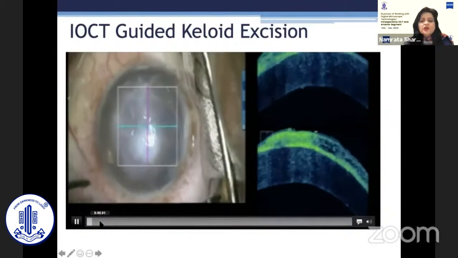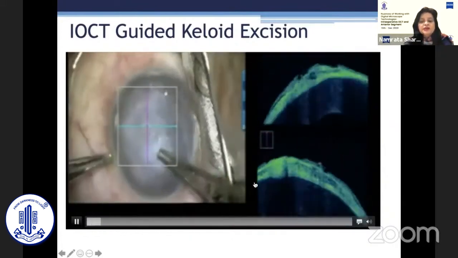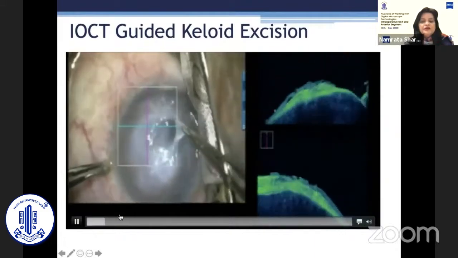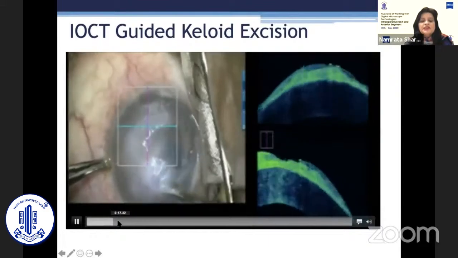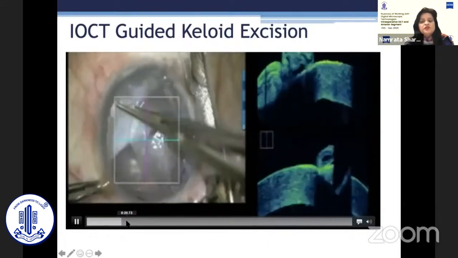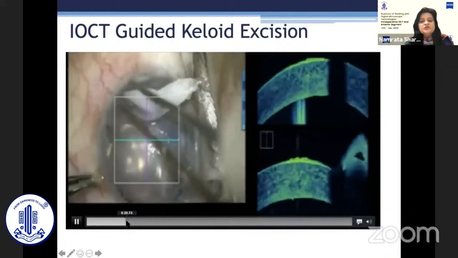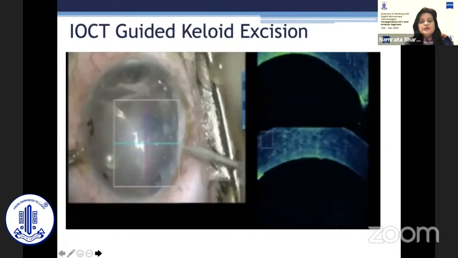Then sometimes you have keloid and you don't know whether it is a keloid on the ASOCT, of course you can see, but you can remove the keloid on the IOCT also. And as you remove the keloid, you'll see that the underneath cornea is clear and it is shining, and it is of normal thickness. So just notice that here you have a total cornea which is absolutely clear.